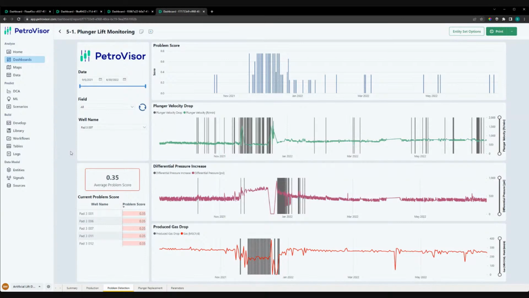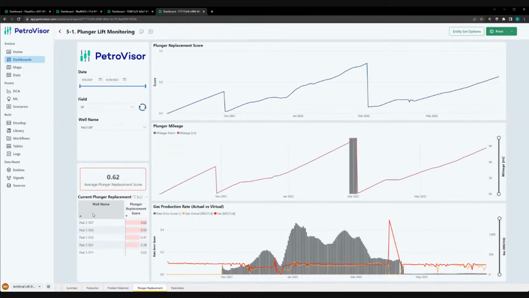PetroVisor is bringing all that data in to allow all your users and all your crews to see that data over time, to better optimize and create a system around each well for each crew to start to look at and start to follow. So with the plunger replacement, we're looking at the travel and we're looking at the time period between.